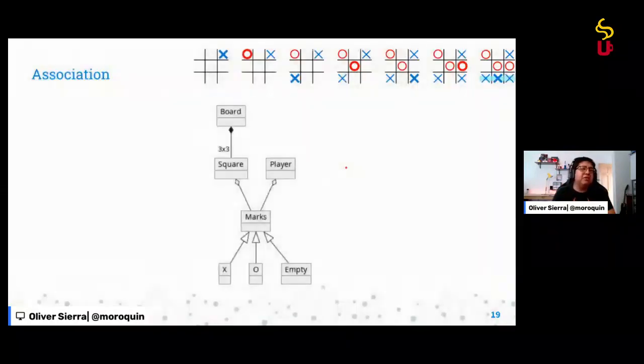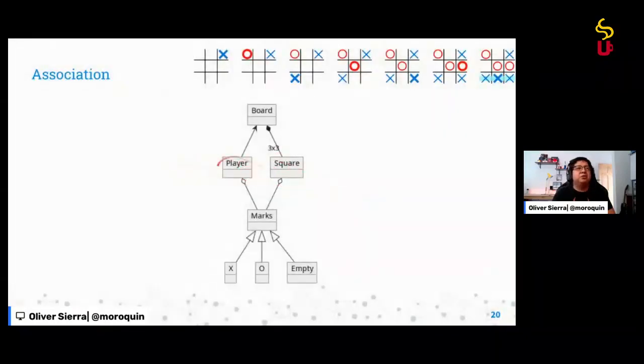Okay, but we also have a player. The player aggregates a mark because each player will have an X or O mark. But this player will help me to create a new relationship, the association. The association means that the player associates with the board, but the board isn't a part of a player. Me, like a player, I use the board in order to put a mark in some place or play with other people, but it isn't a part of a player. Conceptually, it isn't a part of the concept of a player. That's the reason why I used the association here.